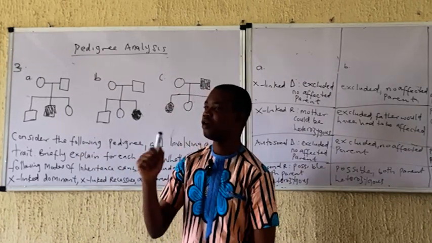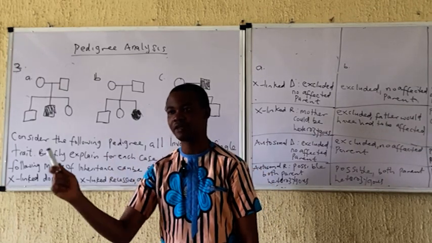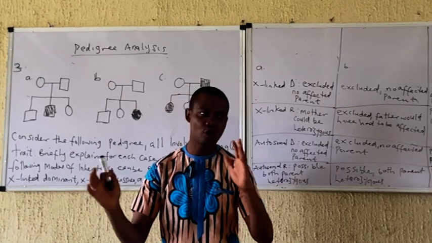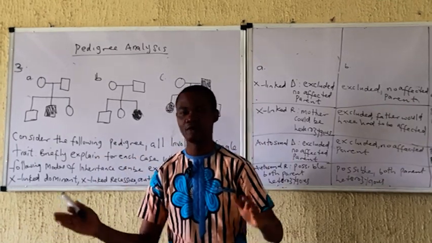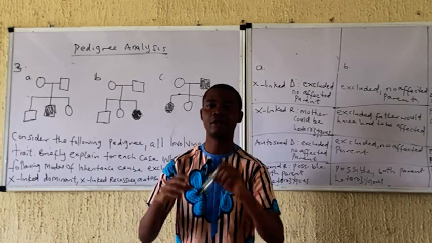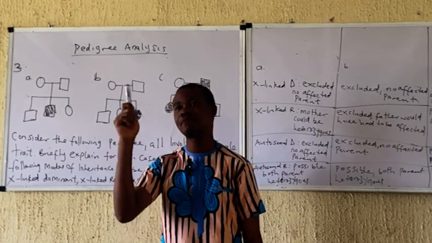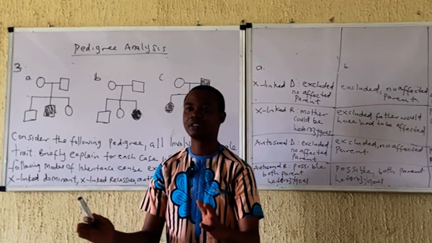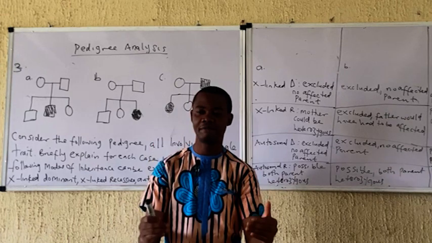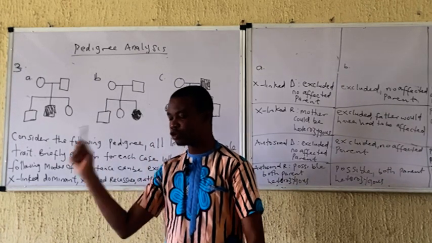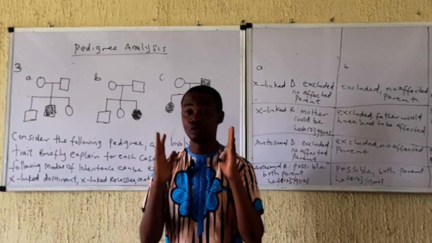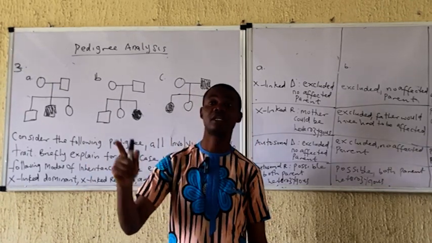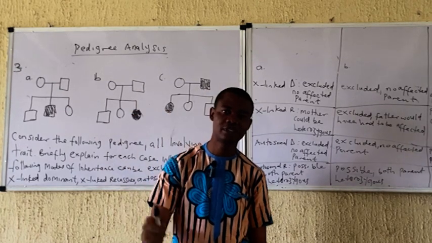Don't forget, unaffected parents can produce affected children. Don't mix it up with dominant and recessive. For dominant, let me be very clear again: unaffected parents cannot produce affected children. For recessive, unaffected parents can produce affected children. Let me go over it again. For dominant, unaffected parents cannot produce affected children. For recessive, unaffected parents can produce affected children.